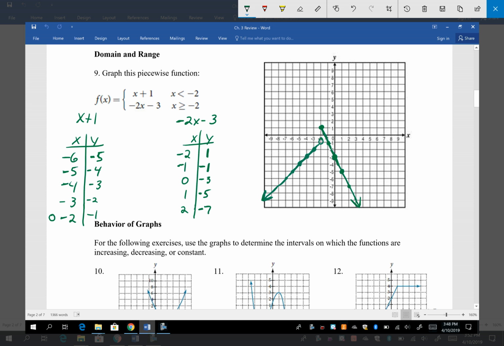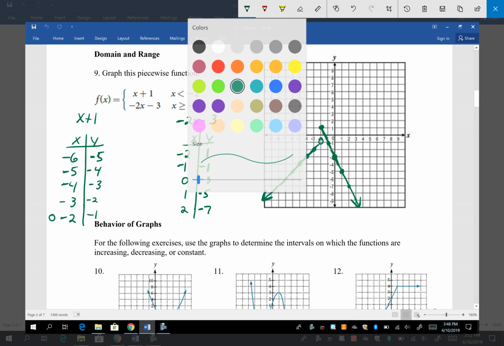Okay, any questions on piecewise? Somebody in my other class asked, what's the domain and range of this? I didn't ask for it, but do you know what the domain and range of this would be? Just for fun?